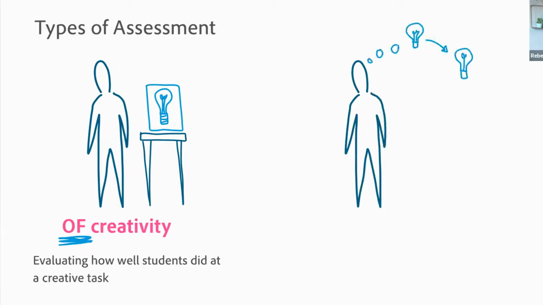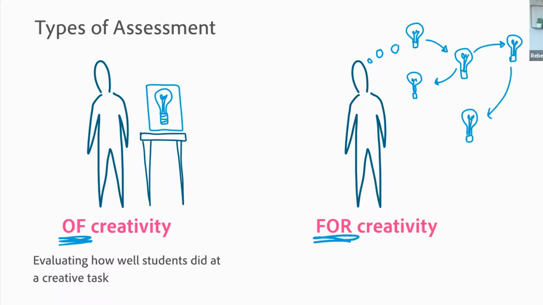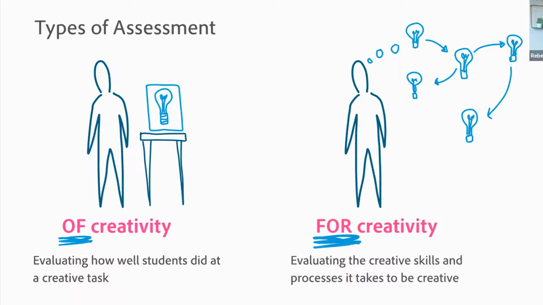Instead, when we assess for creativity, that's when we evaluate the creative skills and processes it takes to be creative. So we're really assessing the process that kids are going through. Did you come up with lots of ideas? Did you get feedback? Did you create this thing? Did you iterate on it? What did you grow and learn from that?